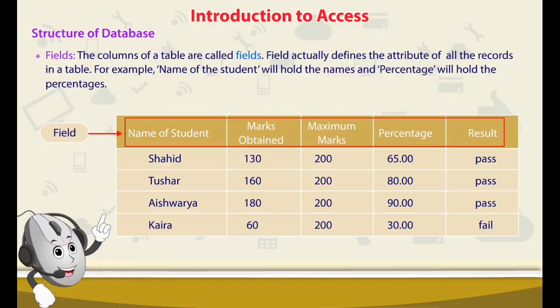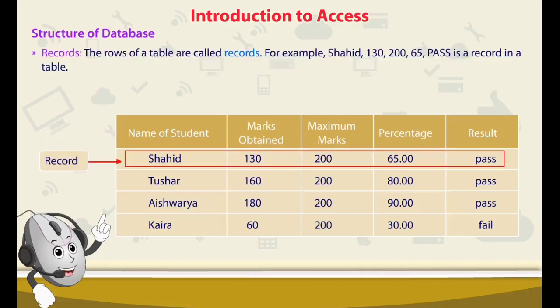Fields. The columns of a table are called fields. Fields actually define the attribute of all the records in a table. For example, name of the student will hold the names and percentage will hold the percentages. Records. The rows of a table are called records. For example, Shahid 130, 200, 65, pass is a record in a table.